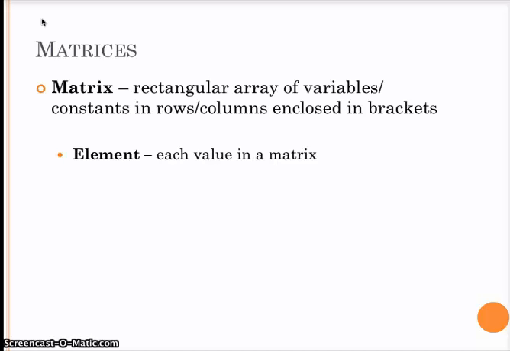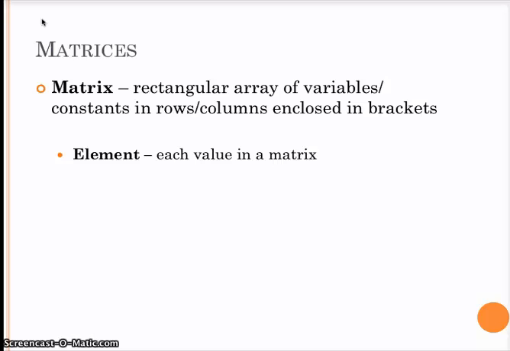Okay, so for starters, what are matrices? So a matrix is a rectangular array of variables or constants, or both, that are put in rows and columns enclosed by brackets. Okay? Each value in a matrix, you'll see there, the other bold word, is called an element.